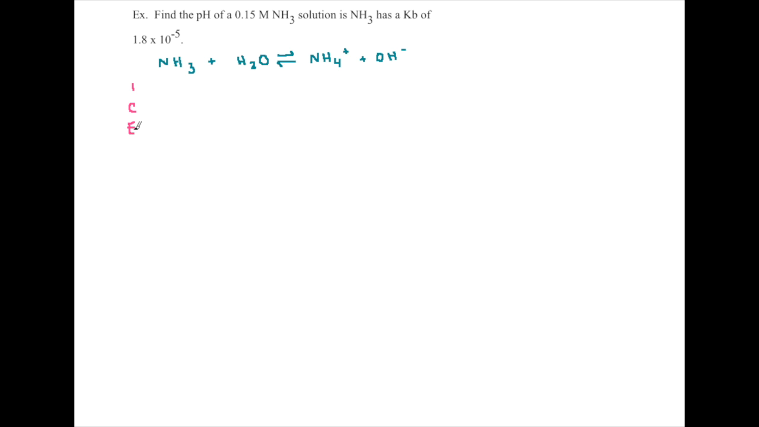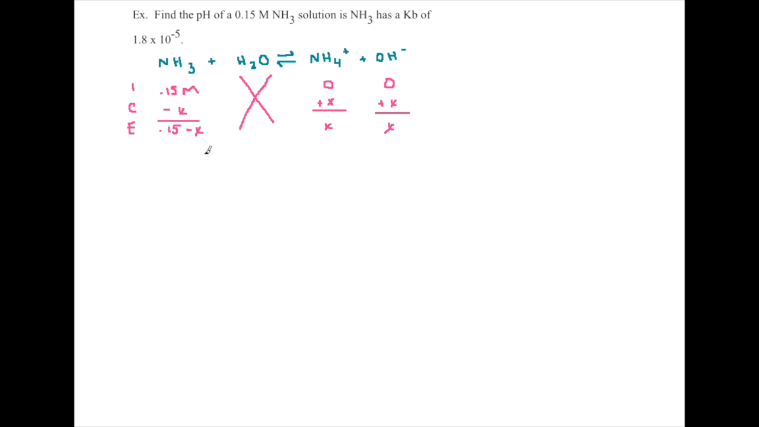So I got to write out my ICE chart. I have a concentration of 0.15 molar NH3. Remember, since water is a pure liquid, I'm not going to be looking at it at all, so I can just ignore that. I start with no ammonium and no hydroxide. I do know that the change is going to be minus X for ammonia, so the equilibrium concentration is going to be 0.15 minus X. I know that this is going to be plus X, and this is going to be plus X here.